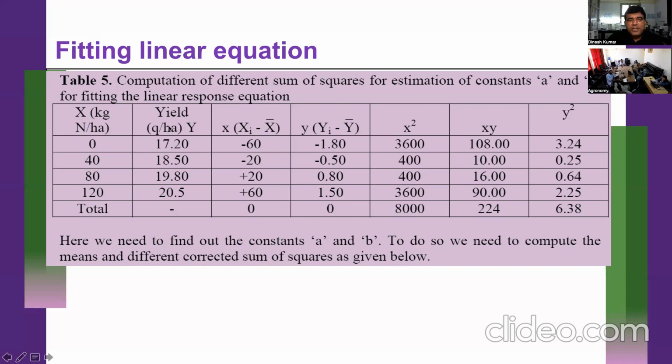So here you see 17.20, 18.5, 19.8, 20.5. You can see the yield is increasing. Yield is increasing every time you increase the dose of the fertilizer. Now we want to see the relationship. So we can take the mean of this. We can take the mean of x.